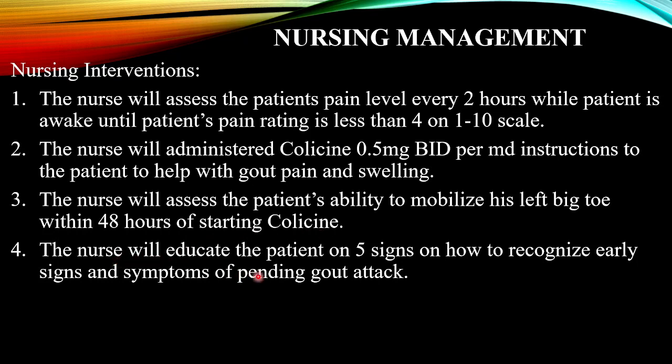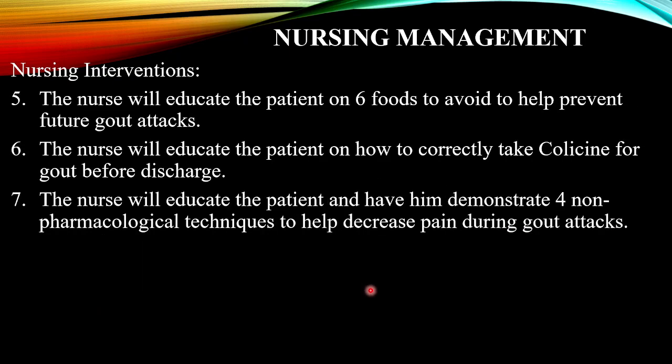The nurse will educate the patient on 5 signs to recognize early signs and symptoms of a pending gout attack. The nurse will educate the patient on 6 foods to avoid to help prevent future gout attacks. The nurse will educate the patient on how to correctly take colchicine for gout before discharge. The nurse will educate the patient and have him demonstrate 4 non-pharmacological techniques to help decrease pain during a gout attack.